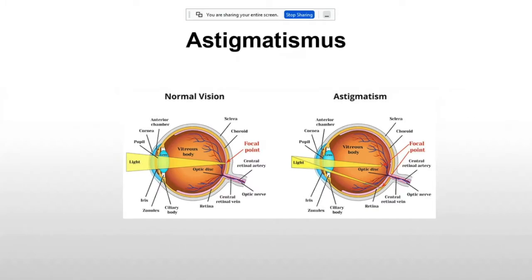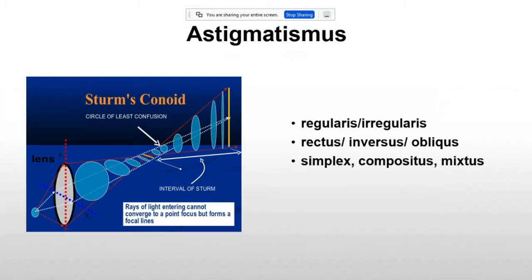Now, as we said, there is not perfect symmetry in nature. So there is one physiological astigmatism, rectus, up to 1 diopter, which is compensated by inversus astigmatism of the lens. So there is some type of physiological astigmatism, but as a whole, it can't be compensated by the eye and needs correction.